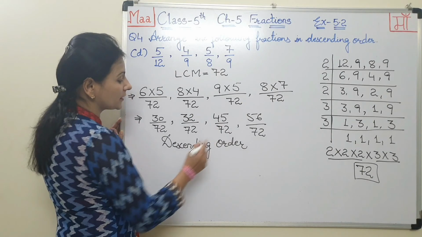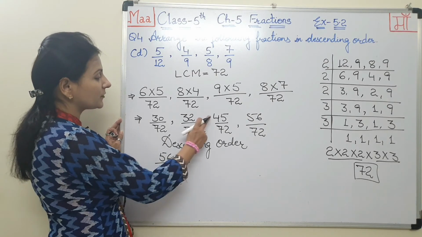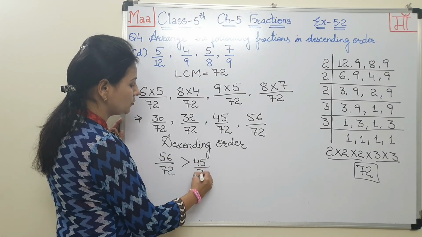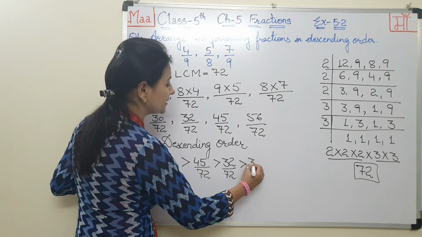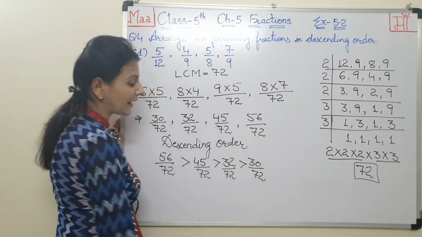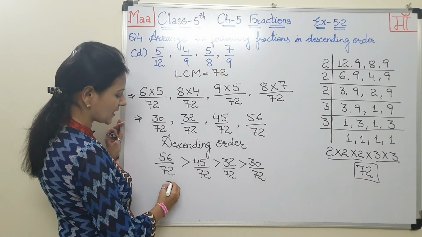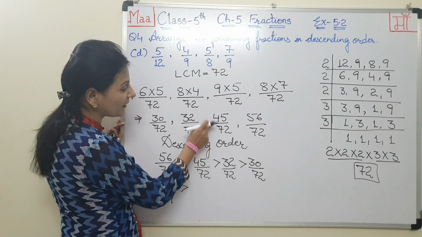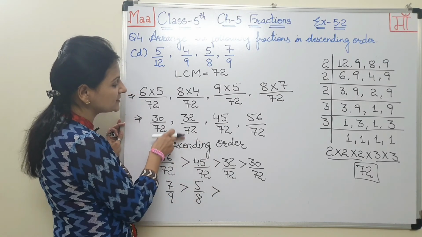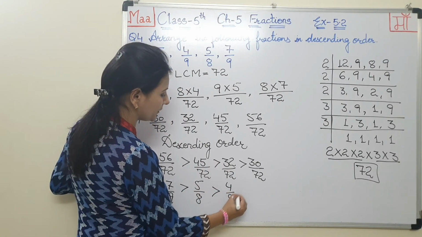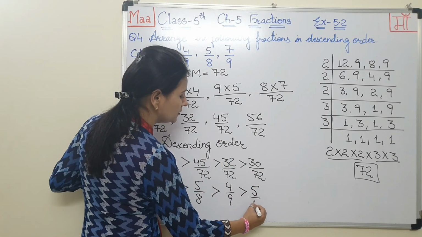So from all these fractions, the greatest one is 56 upon 72, greater than sign, after this 45 upon 72, after this 32 upon 72, and at last 30 upon 72. So now we will write its original fraction also. So 56 upon 72 is the last fraction, that means 7 upon 9. Then 45 upon 72 is the third fraction, that means 5 upon 8. Then 32 upon 72 is the second fraction, that is 4 upon 9. And at last 30 upon 72 is the first fraction, that means 5 upon 12.